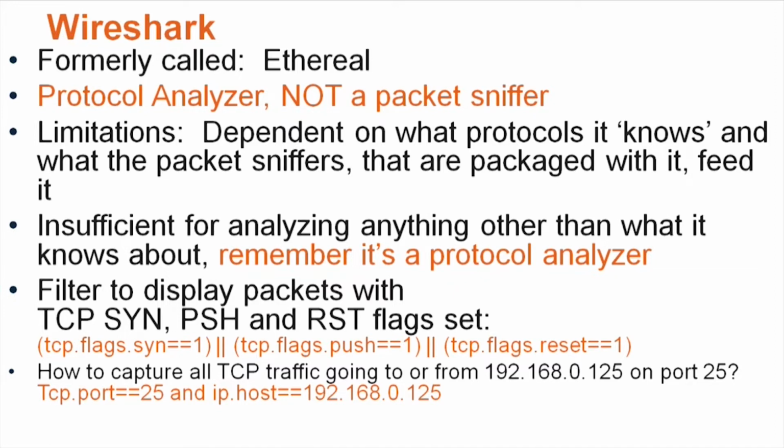So how would you capture all TCP traffic going to or from 192.168.0.125 on port 25? That's a test question, which is actually a lie because it can't show you every packet, because we just talked about the limits. But it will show you the ones that it understands. It'll also show you some that it may not understand, but not everything that was logged. So there could be more in the log that you're not seeing, and there could be a lot more that was never logged in the first place from the packet capture utility packaged with the protocol analyzer of Wireshark. So tcp.port == 25 and ip.host == 192.168.0.125.